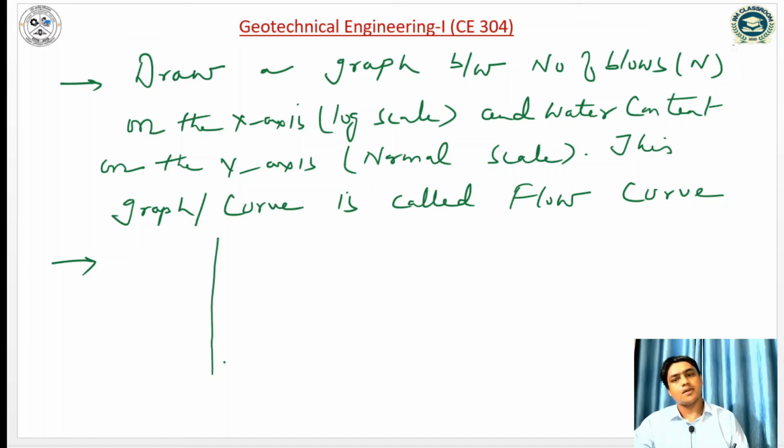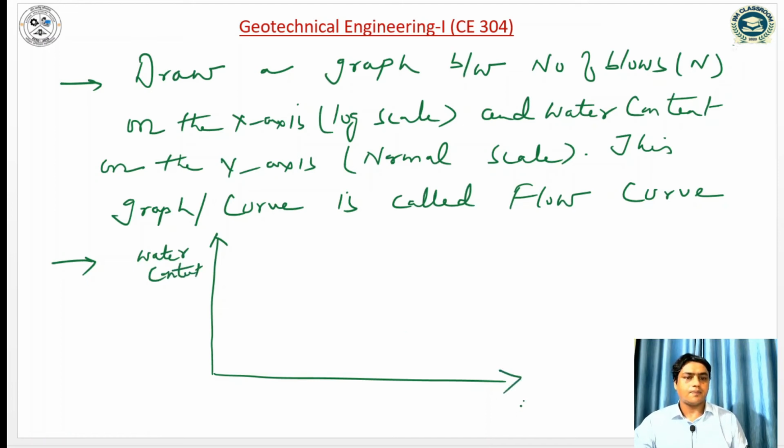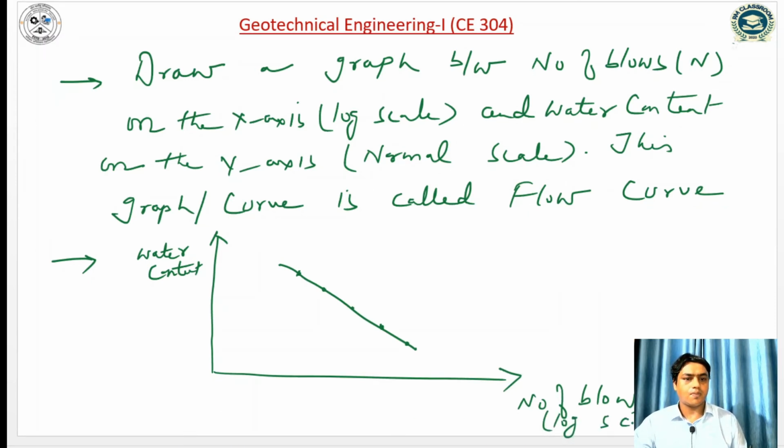So if you make the graph, this is water content, this is number of blows. So a graph like that. These are the observations you have taken. So this is flow curve. This is log scale, and this is the normal scale.